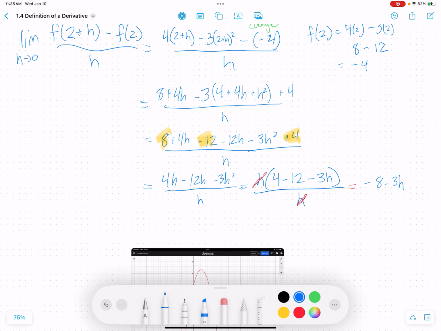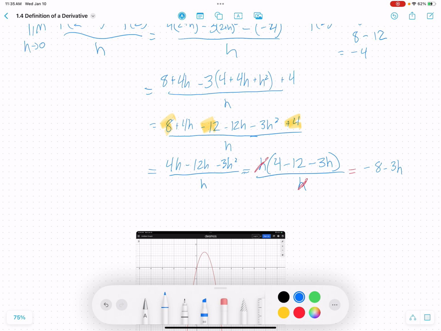Okay, so I was able to simplify that pretty well, and what am I left with? I'm left with the limit as h approaches 0 of this new function. I no longer have a discontinuity at h equals 0. Which means, to find this limit, all I have to do is just plug in 0. Well, if I plug in 0, negative 8 minus 3 times 0 is just 0, and I'm left with negative 8.